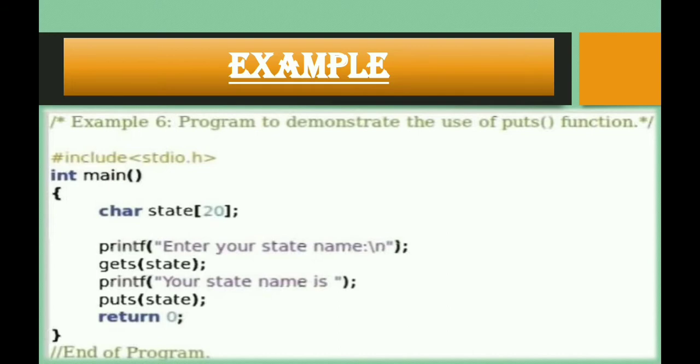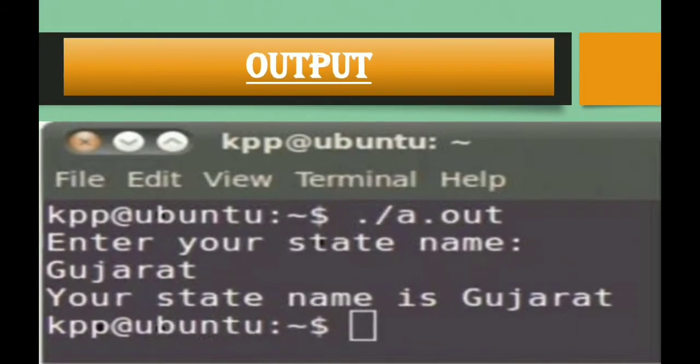Now we will see the output of this program. Here the first message is given to the user, enter your state name, and the user has entered Gujarat. Then with the printf function, first the message your state name is appears, and then with puts this Gujarat will be printed over here. So this is the example of gets and puts we have discussed, how we can use gets to input a string and how we can use puts to print that string on an output device.